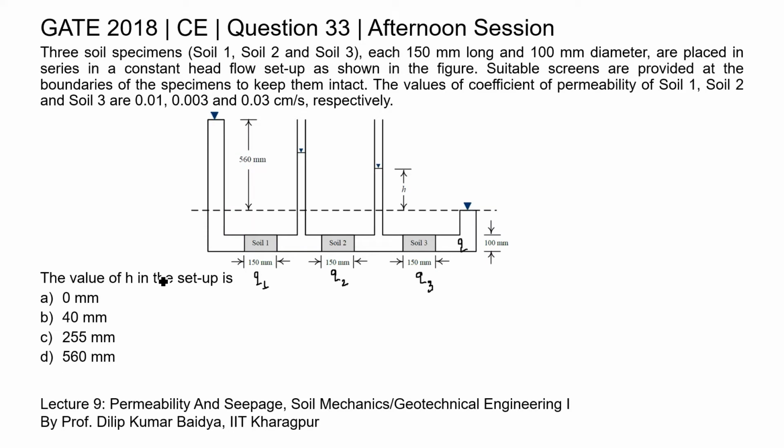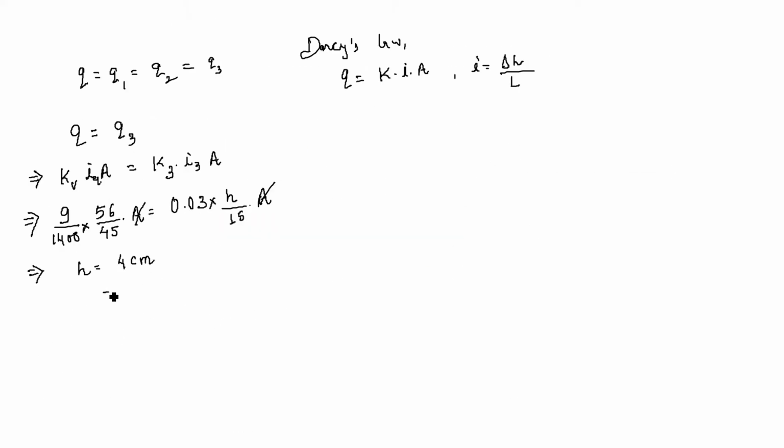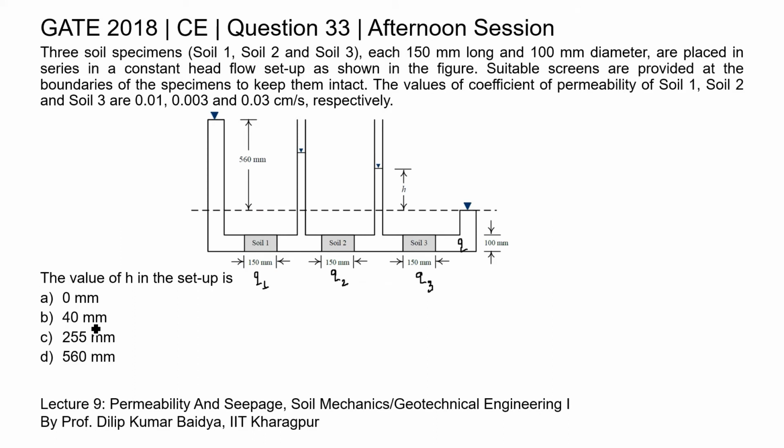In this question the options are given in millimeter, so H is 40 millimeter. You can see 40 millimeter in option B. So option B is the correct answer for this question. Thank you.